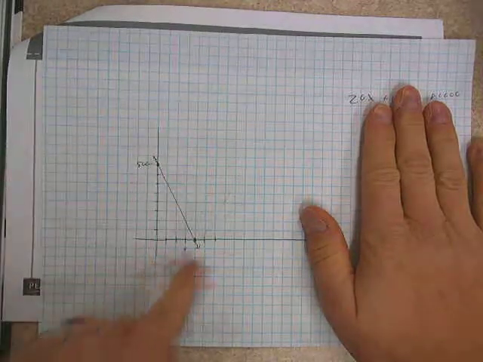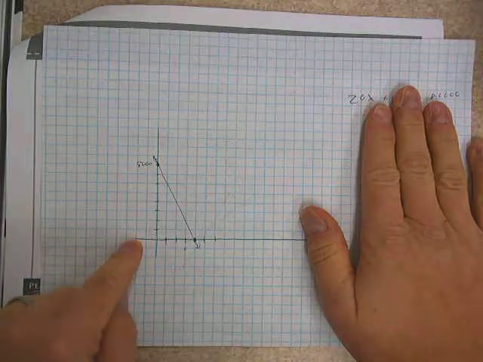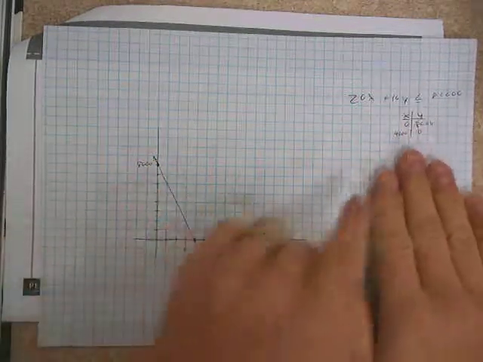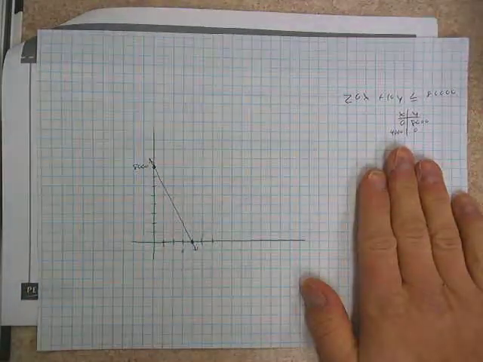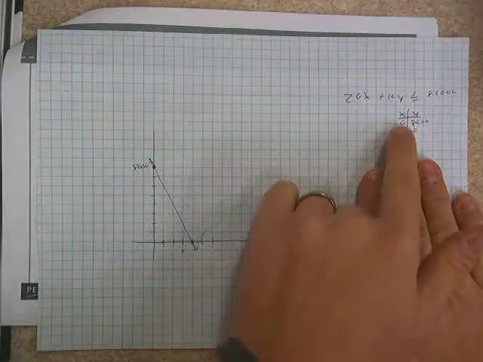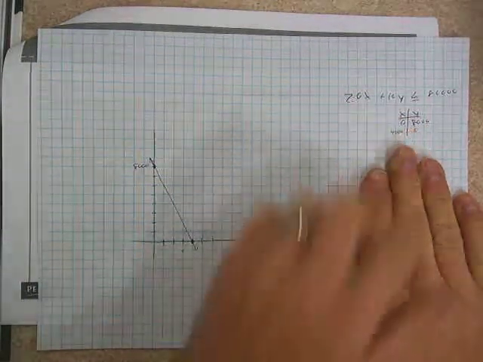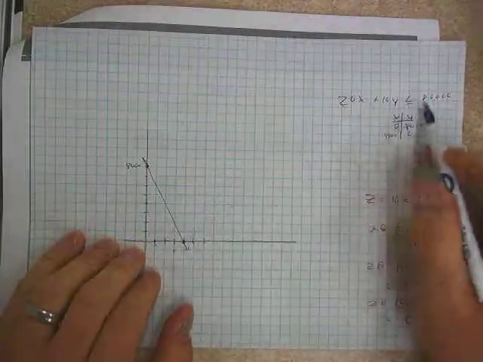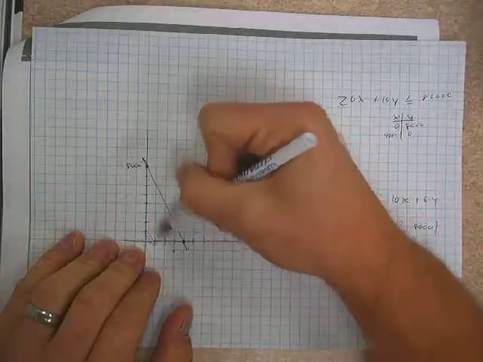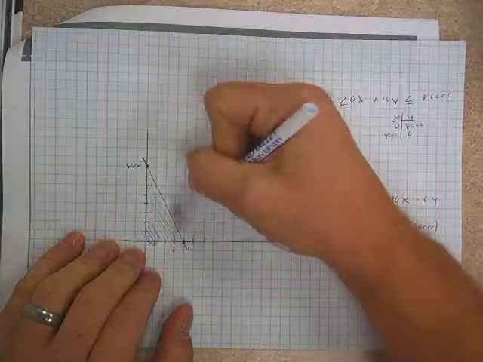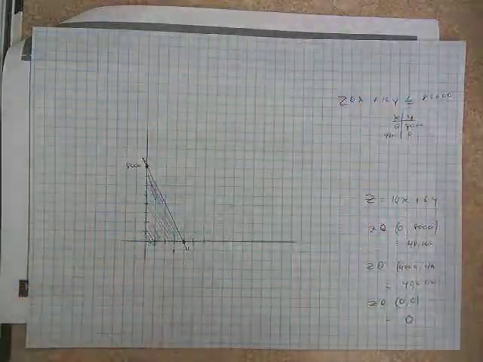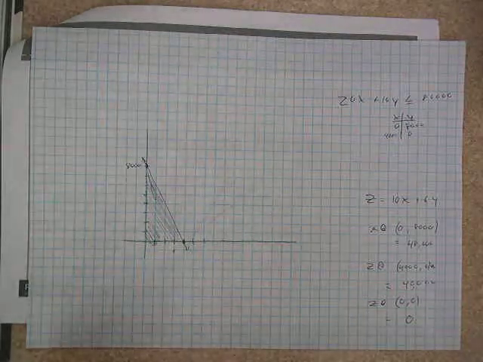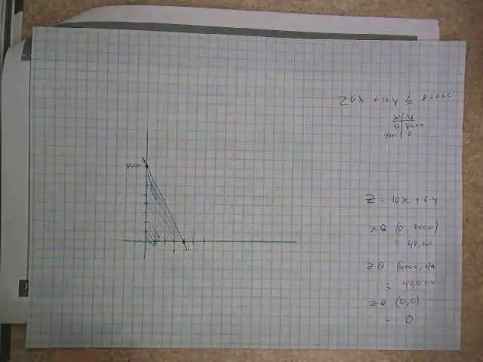I've graphed the constraints right over here. The x equals 0 and the y equals 0, of course, are the axes. If I were to graph 20x plus 10y less than or equal to 80,000, I would get (0, 8,000) and (4,000, 0) as my two intercepts. I have less than, so if I tested (0, 0), it would be true. So I would shade that region. This is what we call the feasible region.